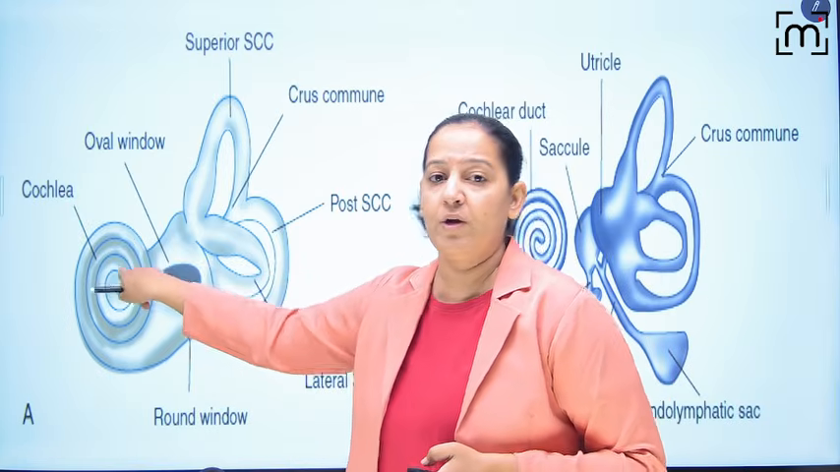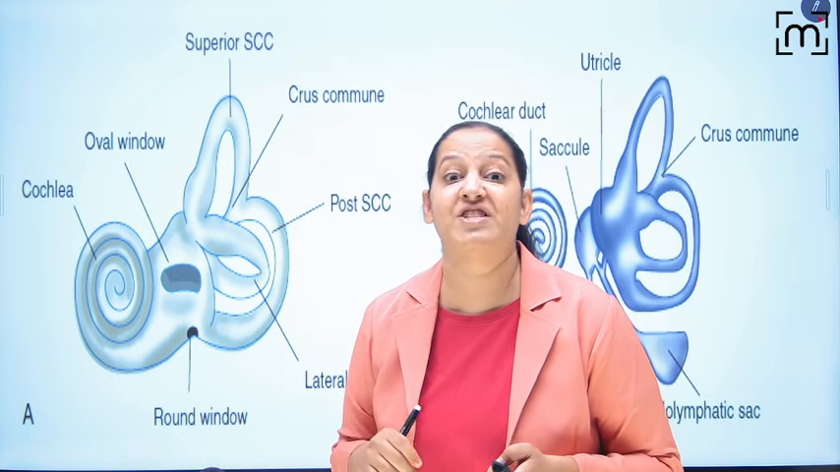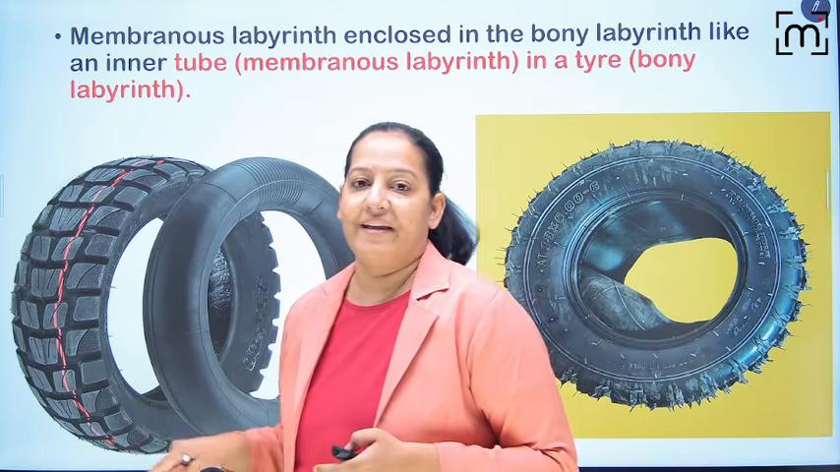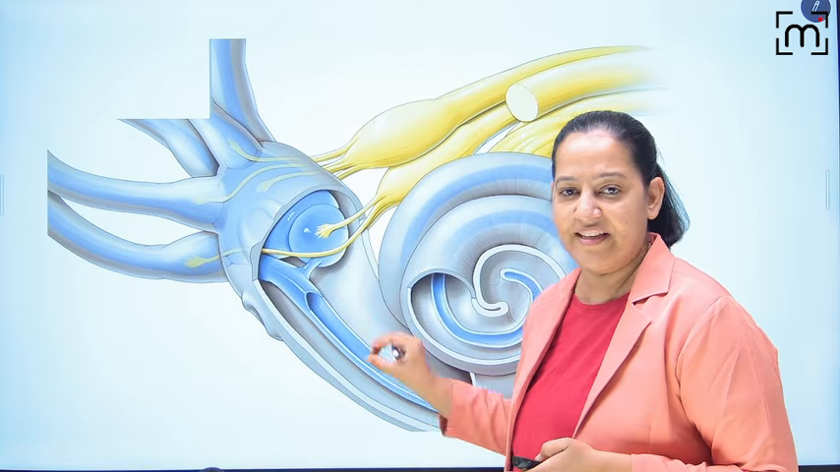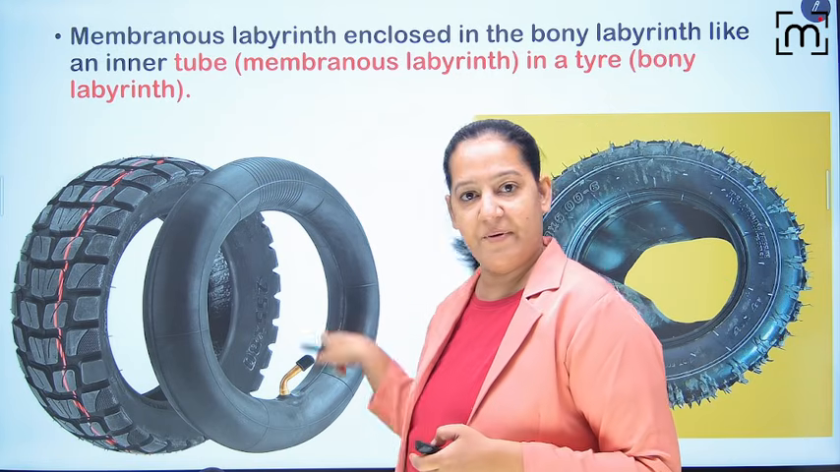Currently, I am interested only in the cochlear portion of this. The remaining part I will teach you when I teach the balancing, the vestibular function, the semicircular canals and the vestibule. So this is the cochlea. The cochlea also has a bony cochlea and a membranous cochlea. I told you this yesterday. So this is the bony cochlea, the membranous cochlea, like that.